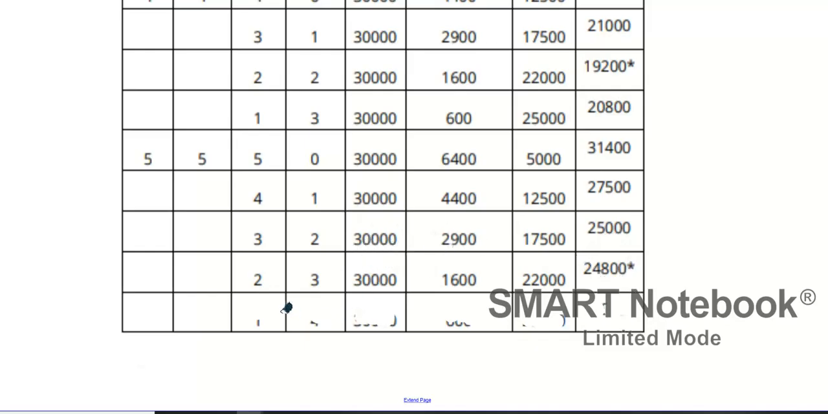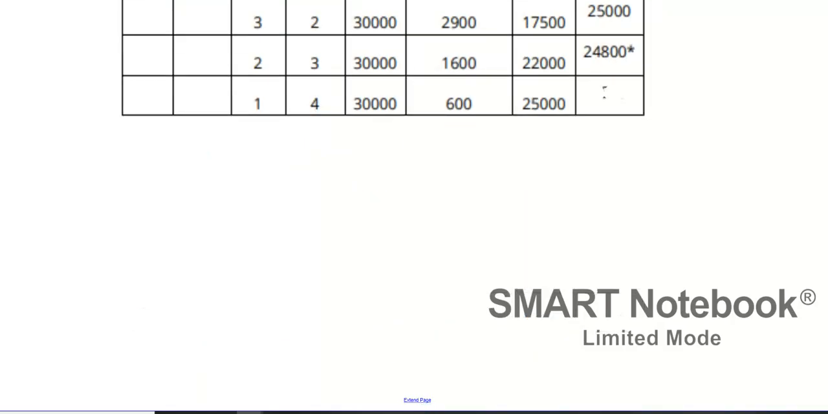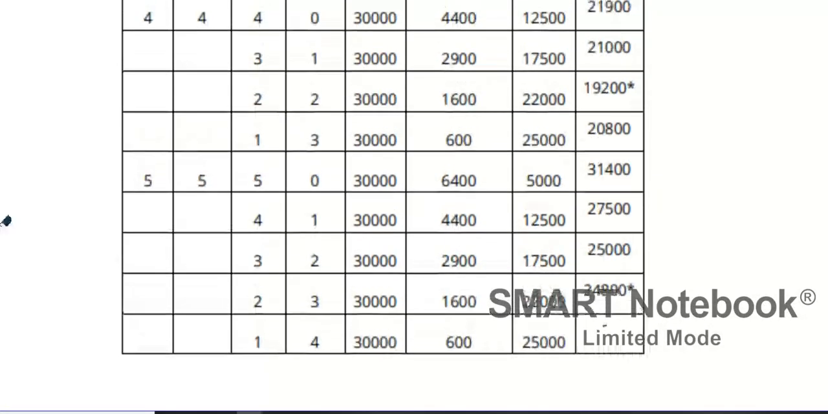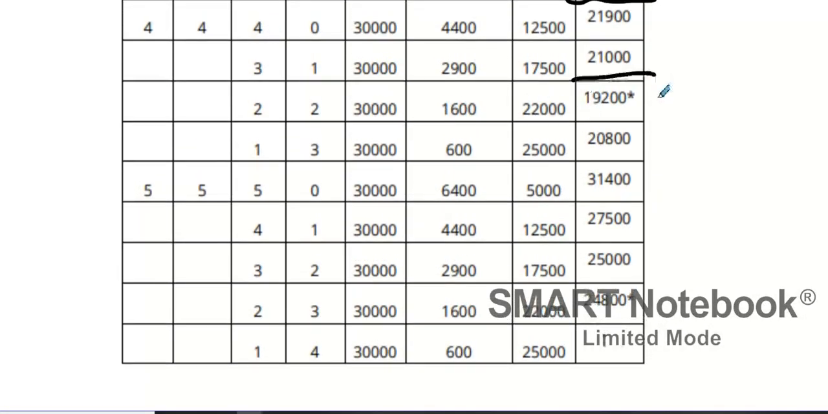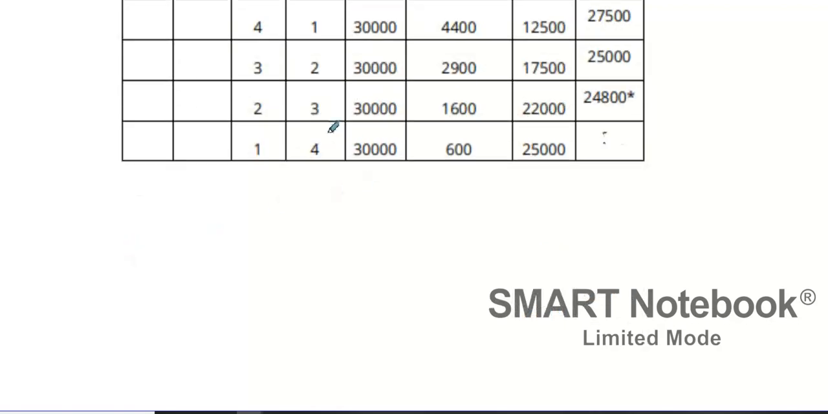Finally, what's the last one on my list? Anybody? It's a 1-4, isn't it? Keep it for 1 year, €600 maintenance. You resell at 25,000. However, what's the cheapest 4 year you can keep it for? If you're going to keep it for 4 years, which one's the cheapest? 19,200 is the cheapest 4 year one. 19,200 plus 3,000 plus 600, take away 25,000, and you get an answer of 24,800.